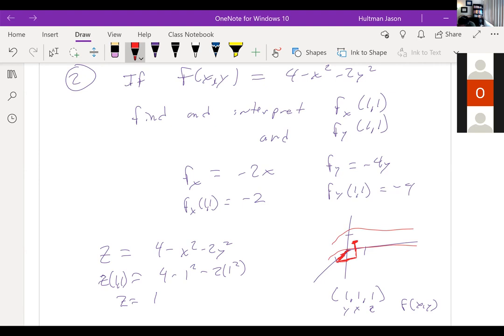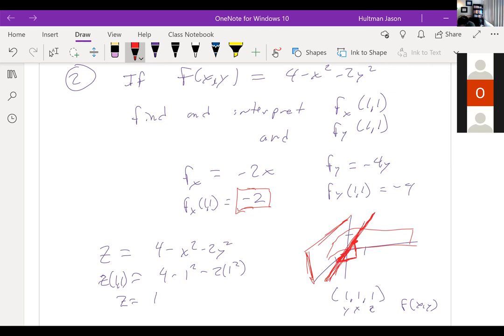There's a surface here. And so what does the partial derivative with respect to x mean? Well, it means we're fixing y. We're letting y be constant. So that means that the slope of the tangent line that runs parallel to the xz plane, here's the xz plane, the slope of the tangent line parallel to the xz plane is this value here. It's -2.